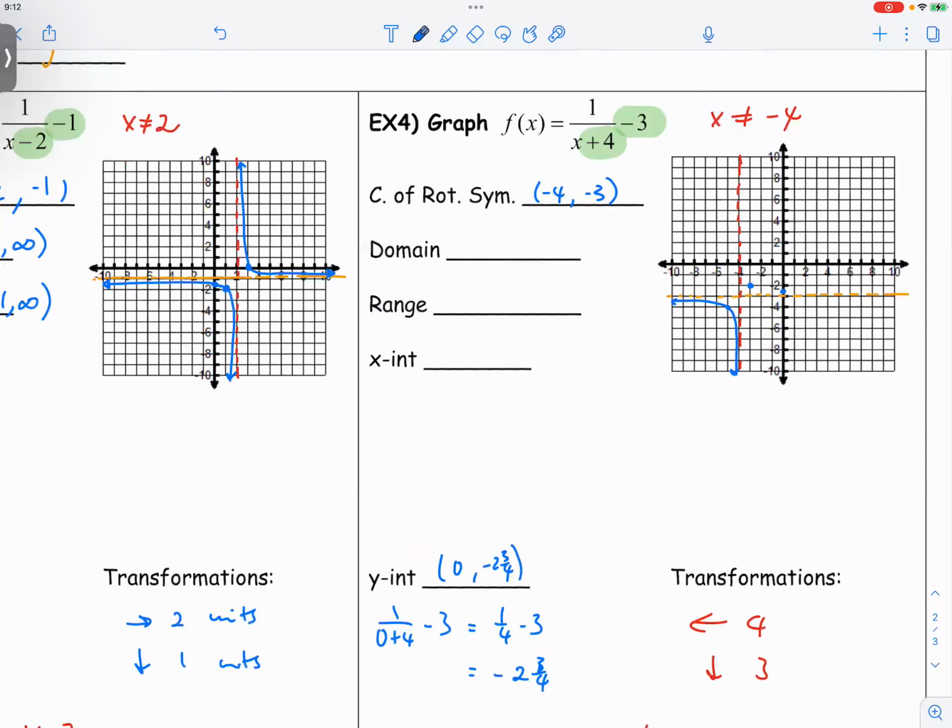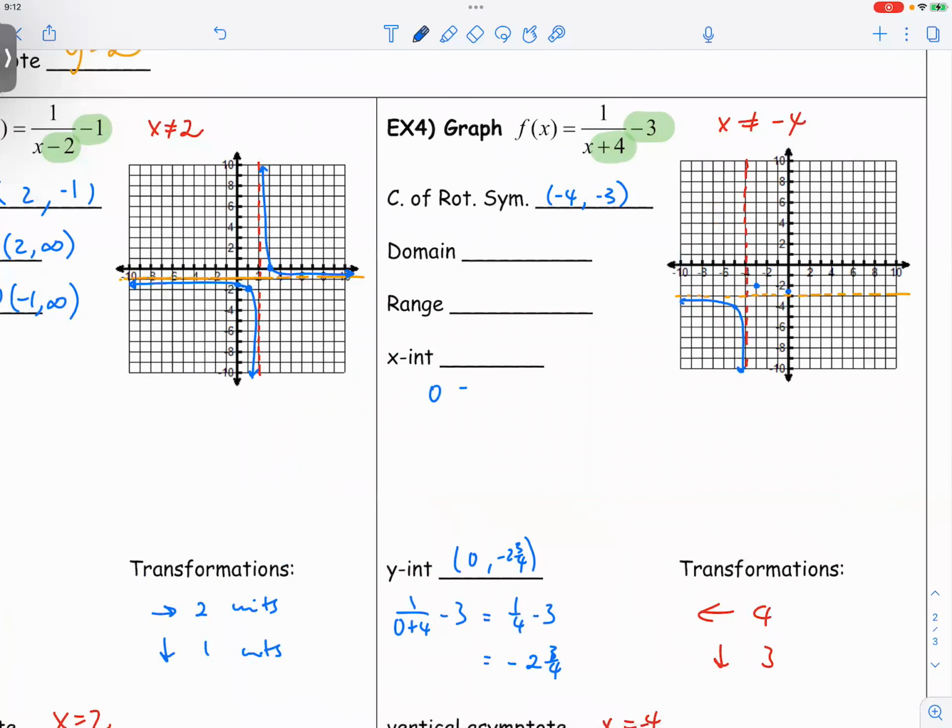And for the x-intercept, we have to set the y equal to 0. So you add the 3 over.